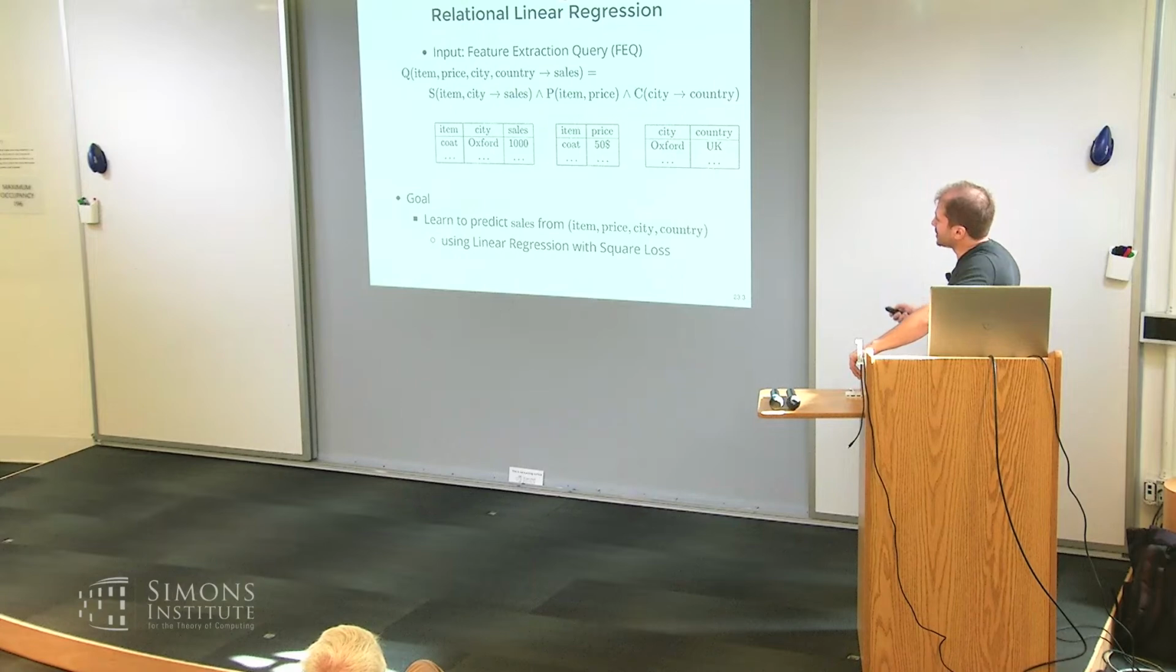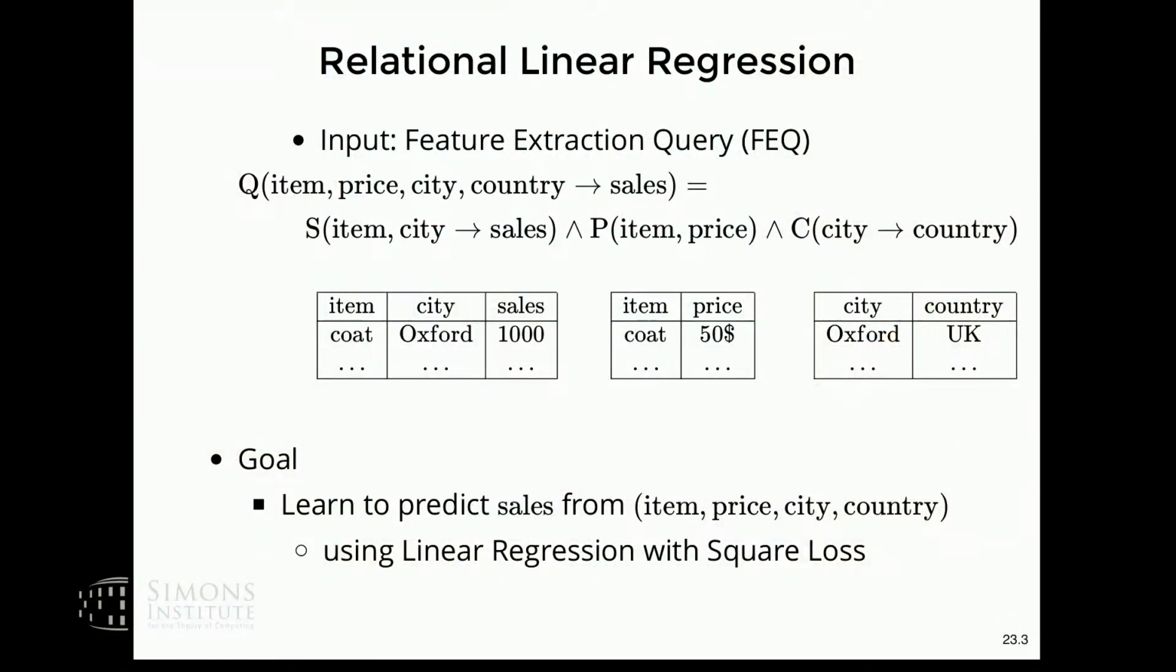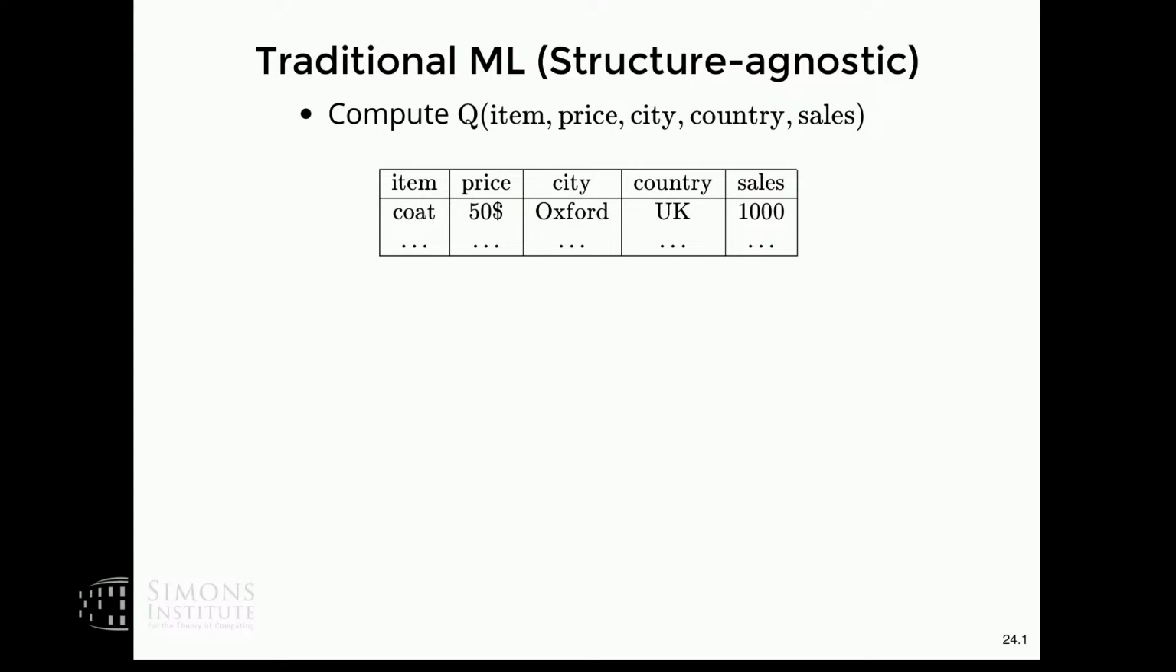So what we want here is basically to predict sales based on item, price, city, and country. And we are going to use linear regression with square loss, which I'm going to review shortly. In a traditional machine learning setup, which we call structure agnostic or non-relational, the first step is to compute the join query to materialize this big table, which is potentially much larger than the input tables themselves.